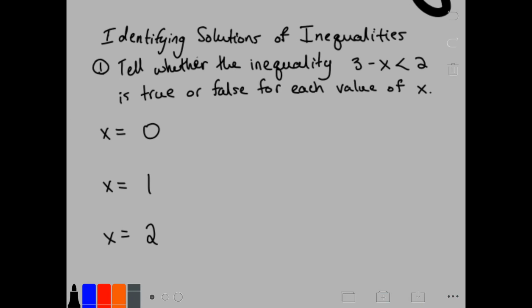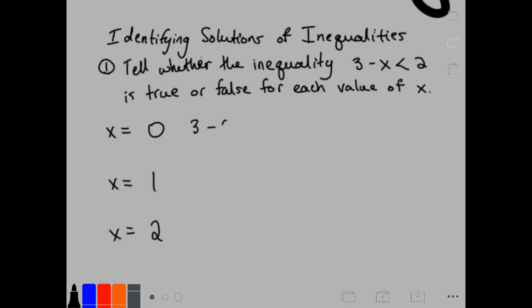So, identifying solutions of inequalities. Tell whether the inequality 3 minus x is less than 2 is true or false for each value of x. To do this, we're going to take each value of x, substitute for x in my inequality, simplify, and then tell whether we have a true or a false statement. My first one, 3 minus 0 less than 2. That'll give me 3 is less than 2. Is 3 less than 2? No, it is not, so we will say false.